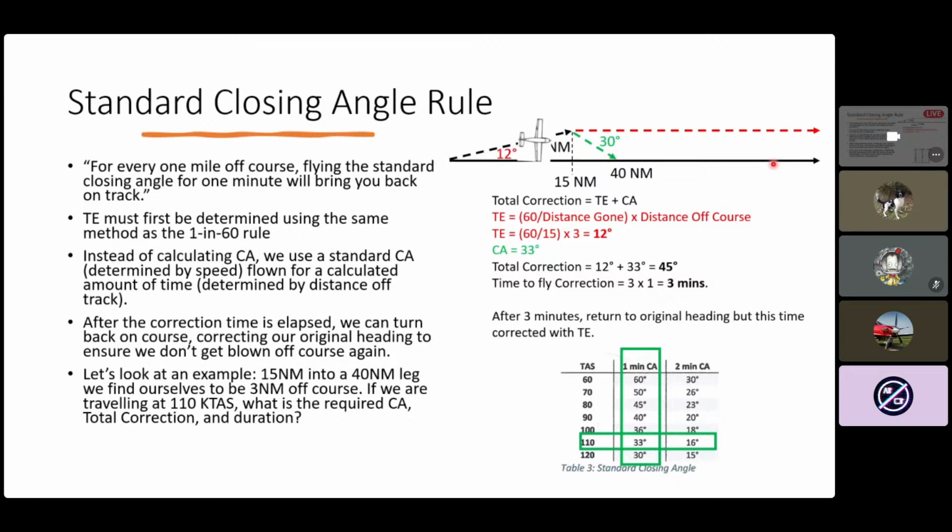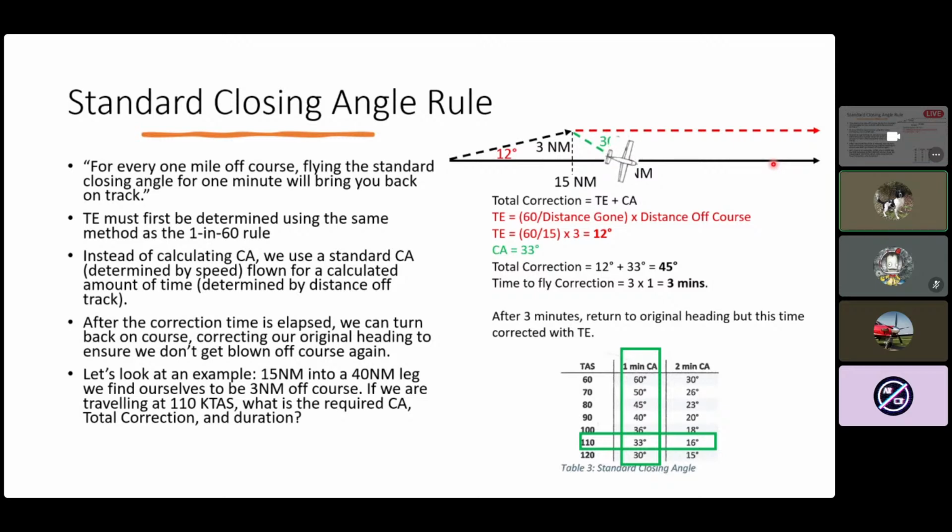So here we are, we realise we're off course, okay? So we use the standard closing angle rule. We make quite a significant turn, 45 degrees, okay? And we start the timer and we fly that for 3 minutes. Once the 3 minutes is up, we're back on course. So we can't maintain this heading because we're going to then shoot past the course that we want to be on. So we then need to turn back towards the original heading, but correcting it for whatever error caused us to go off course.